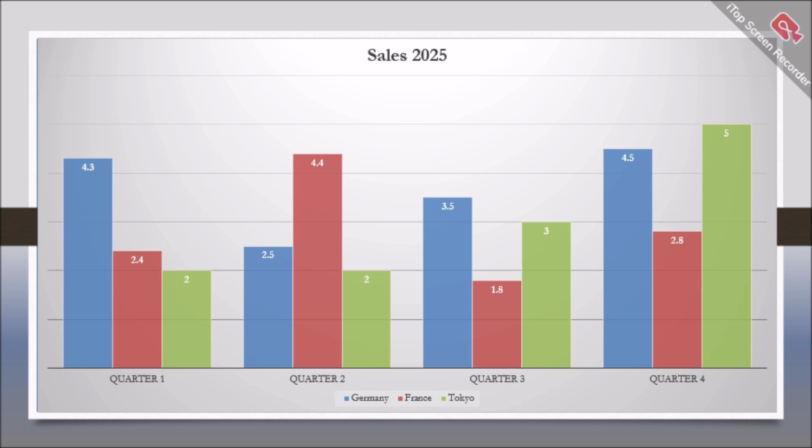On the one hand, sales decreased in France in Q3. However, they increased in Tokyo. In a nutshell, we can learn from our international branches' success stories.